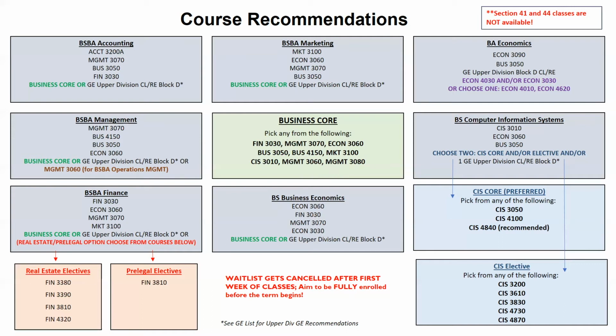All right. Now, select a business core or upper division GE as your fifth class, or feel free to swap out one of your recommended courses with another core class or the upper GE if it fits your schedule better. So still looking at the SBA marketing box, let's just say you have Marketing 3100, but Econ 3060 is not fitting with your schedule.